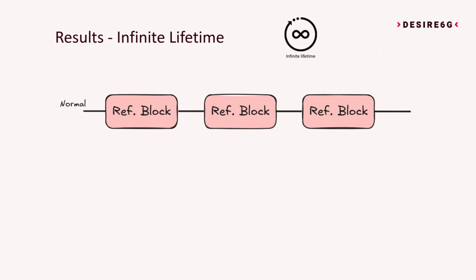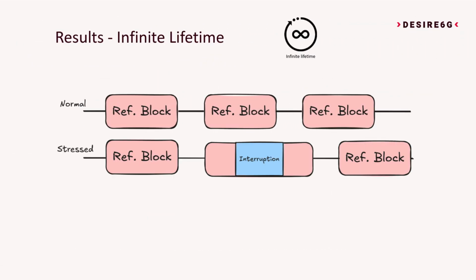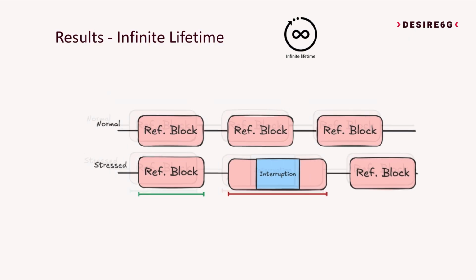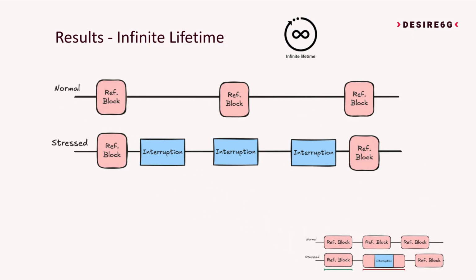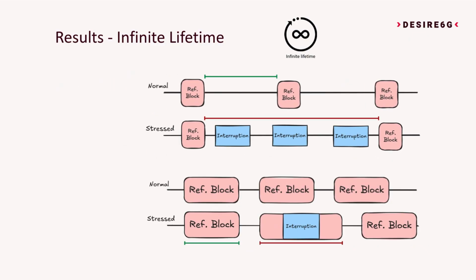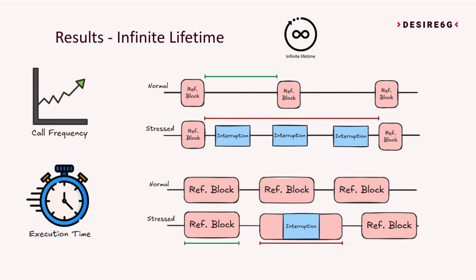First, if a context switch occurs during the execution of the reference block, it artificially inflates its execution time, making it appear slower than it really is. This introduces noise and variability into our execution time measurements. Second, if the interruption happens right after a block finishes, it delays the next block call. This reduces call frequency since fewer executions fit within the same time window. In both cases, we observe the same effect: a decrease in call frequency and an increase in execution time. Interestingly, this recurring pattern itself becomes a strong indicator of CPU-related disturbances.